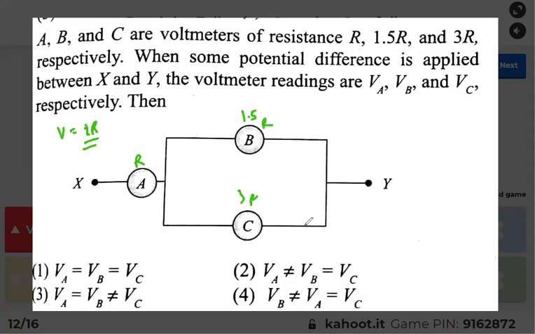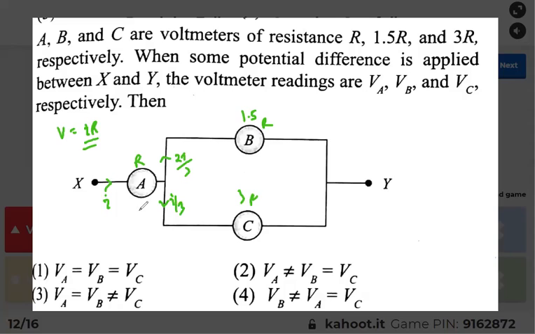So suppose current I comes from here, then how much will go through this side? What amount of current will go at this side? This ratio is 1/2. So it will be 2I/3, and here it will be I/3.